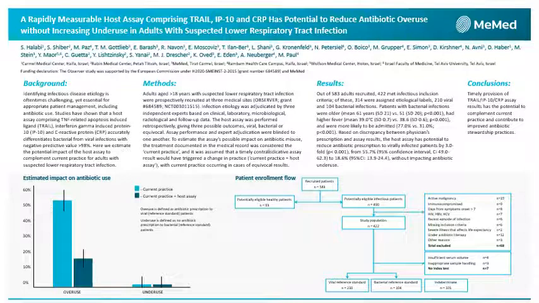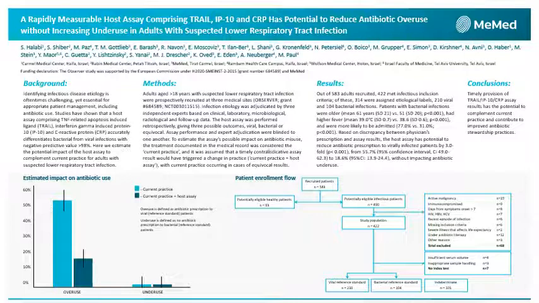So to estimate the assay's possible impact on antibiotic use, as the Observer study was an observational study, the test result was not given to the physicians. So to estimate the assay's possible impact, the treatment documented in the medical record was considered the current practice, and it was assumed that a timely contraindicative assay result would have triggered a change in practice, which we call the current practice plus the host assay, with the current practice occurring in cases of equivocal results. So it was this model that was used to extrapolate the potential of this host assay, if it was available, to support appropriate antibiotic use.